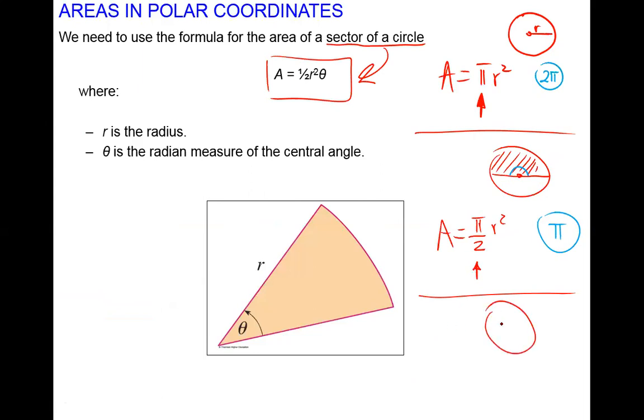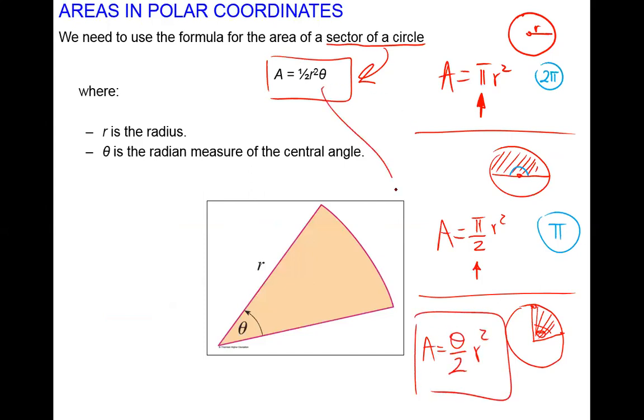That means now, when I have a sector with a random angle, and I would like to find the area, I will take the angle and divide by 2. Can you see that is the same thing? It's just the angle, divided by 2, and times r squared. Okay, that's it. 1/2 r squared theta.